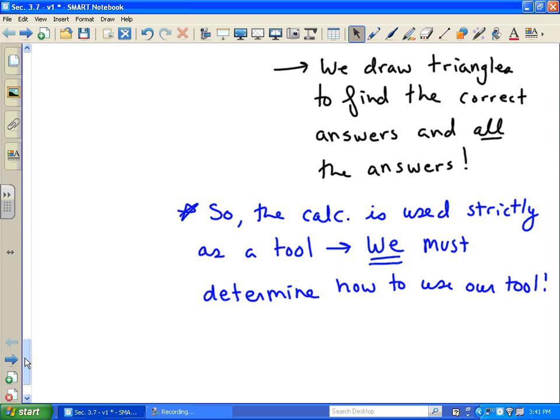This concludes my lesson as an introduction to solving trig equations.